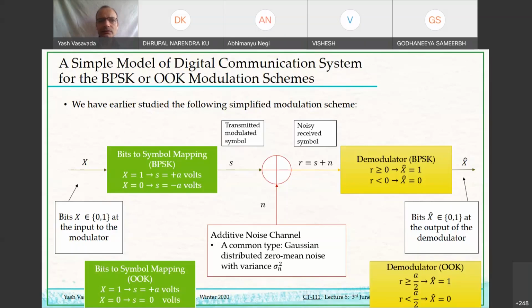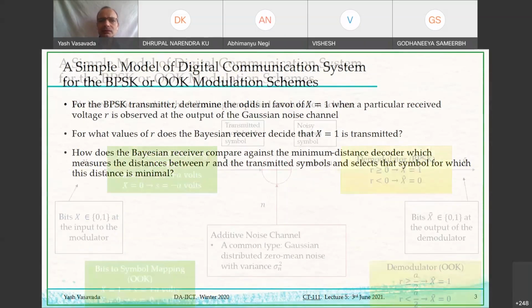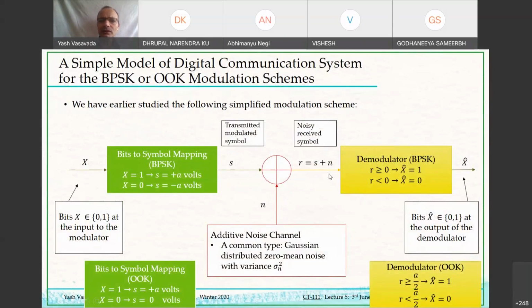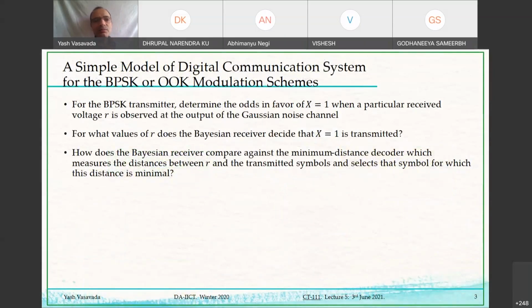Now, I thought that I'll go over the math behind this demodulation rule for BPSK, which you can then extend to OOK. Because some of you had initially asked me why R equal to 0 is a decision boundary. And I know that you had worked on it in your lab, and I think many of you actually know the answer to it. But for the sake of completeness, let us go over the math theory using the Bayesian theorem.